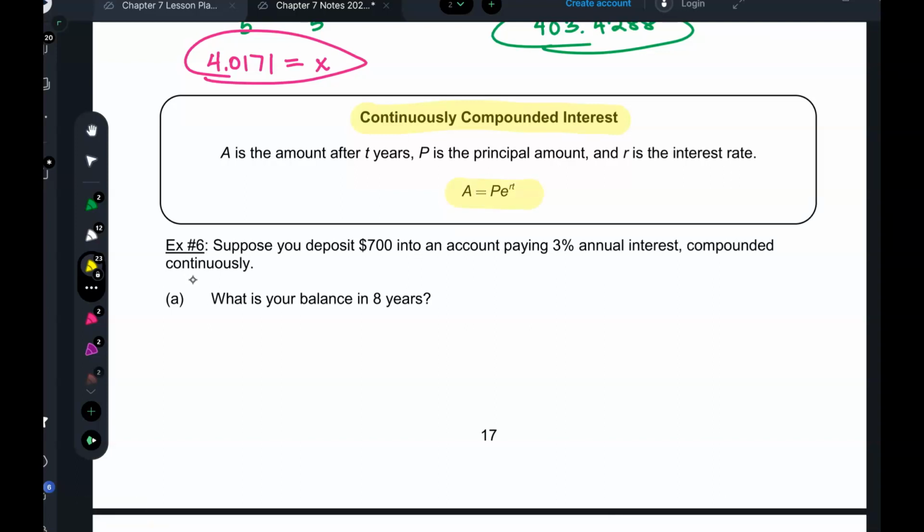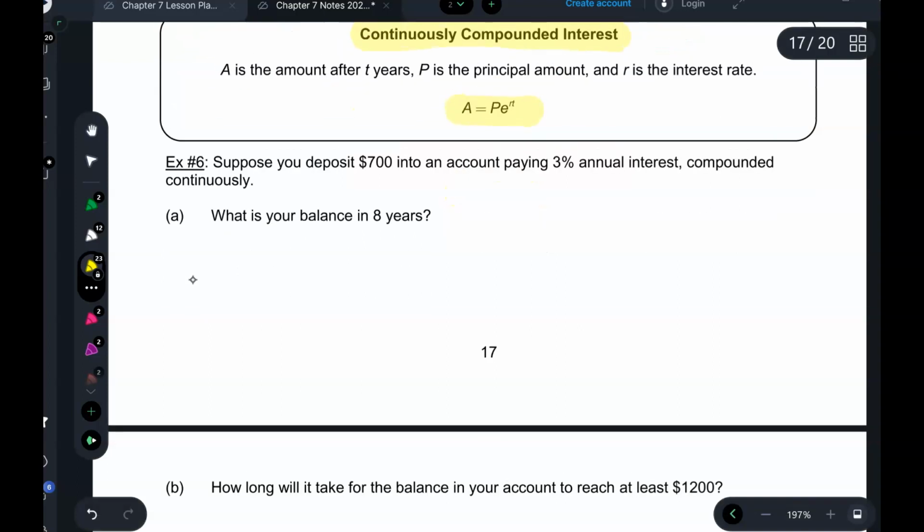A is the amount after T years, so T is time. P is the principal amount. That's the amount that we put in initially. And R is the interest rate. Okay? So some people call this APERT because it just looks like, right? A equals P E to the RT. Miss Amy was just talking about this yesterday. That would be easy for you to remember. APERT.